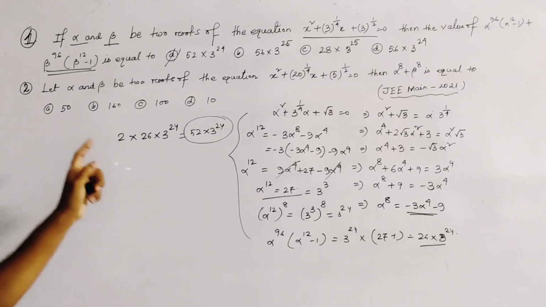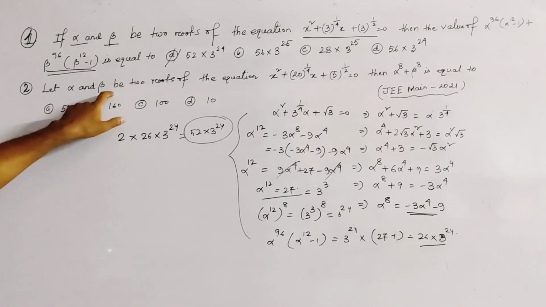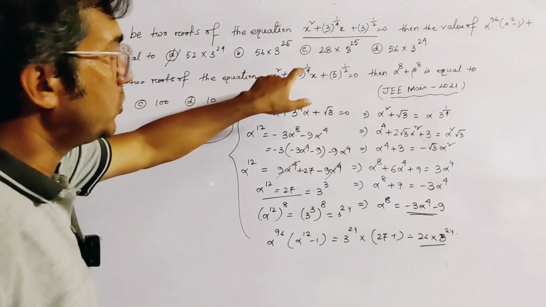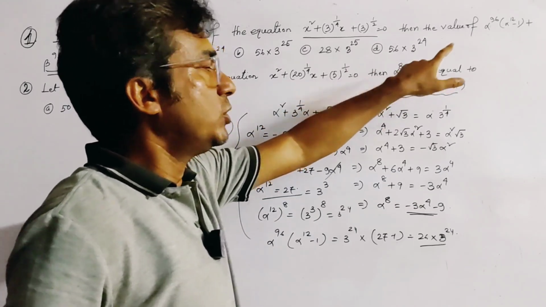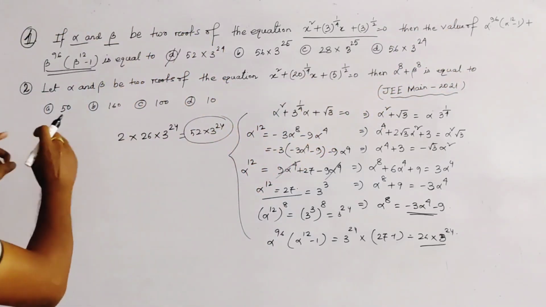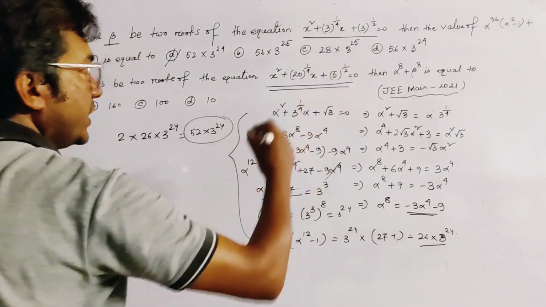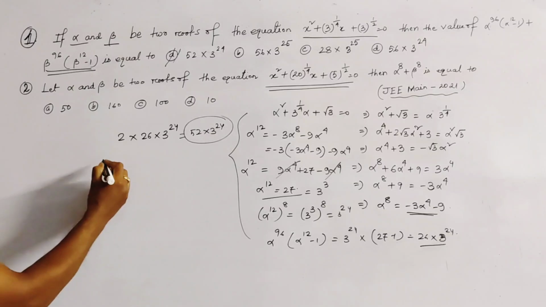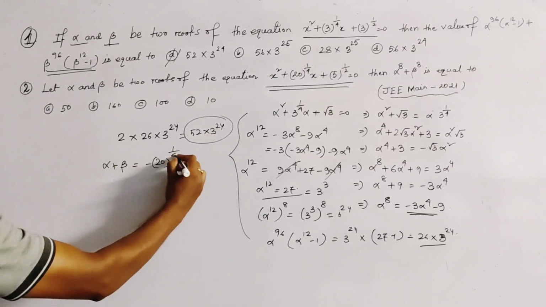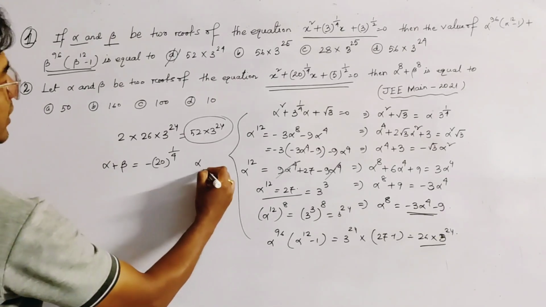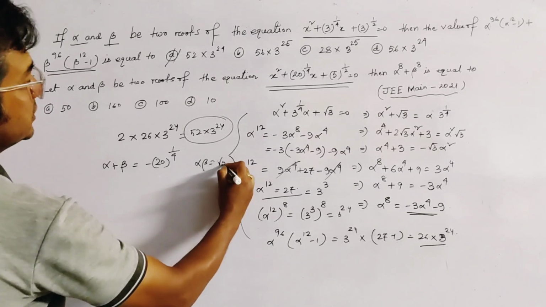Okay, next we come to question number 2. Question number 2 is, let alpha and beta be two roots of the given equation, then alpha to the power 8 plus beta to the power 8 is equal to, we have to find out. Four options are given. From the given equation, the relations between roots and coefficients give alpha plus beta equals minus 20 to the power 1 by 4, and alpha into beta equals 5 to the power half, that is root 5.